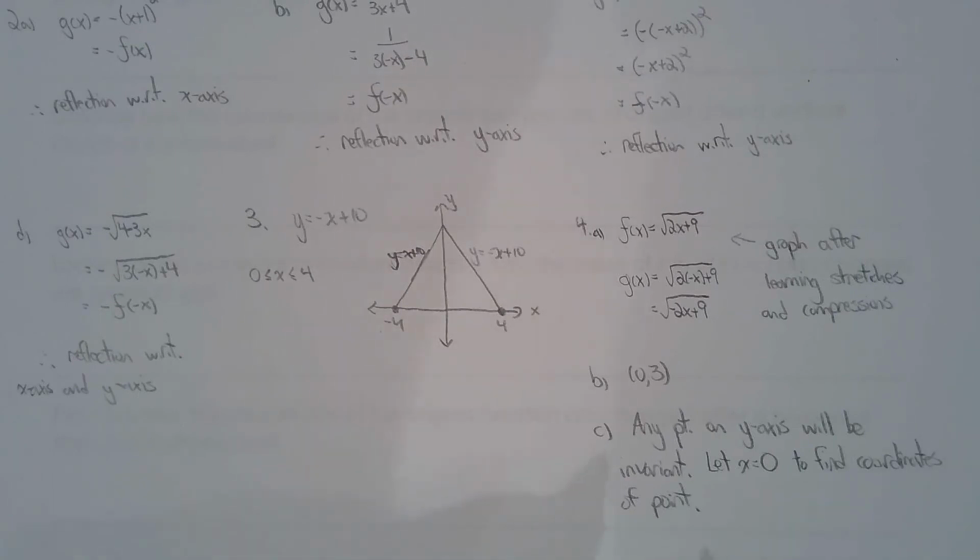Determine the invariant points. If you're reflecting with respect to the y-axis, any point on the y-axis is invariant. So just a way of finding an invariant point on the curve without the need for graphing, just let x equal 0, because that's how you find a point that's on the y-axis.